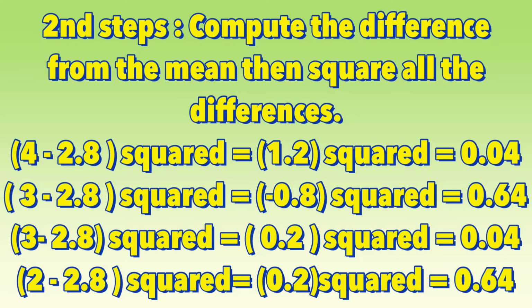The next is 2 minus 2.8 equals negative 0.8, then the square becomes 0.64. Next, 3 minus 2.8 equals 0.2, squared equals 0.04. The next, 2 minus 2.8 equals negative 0.8, squared equals 0.64.